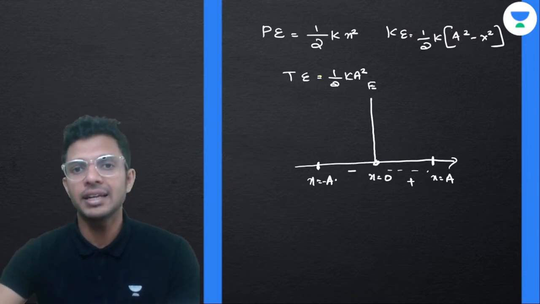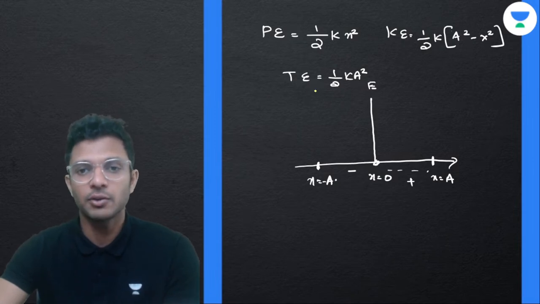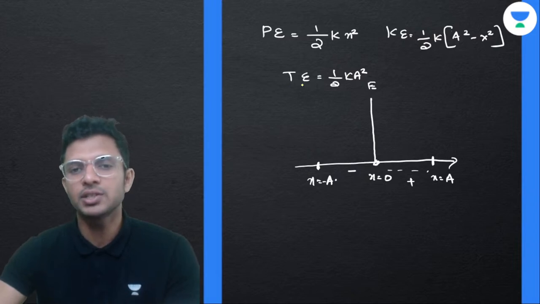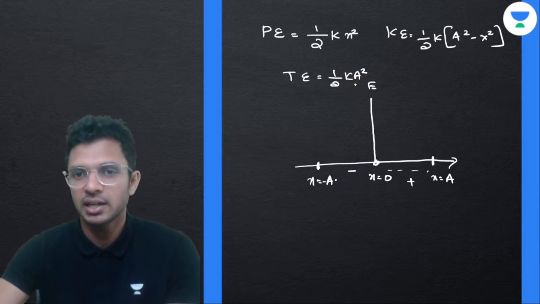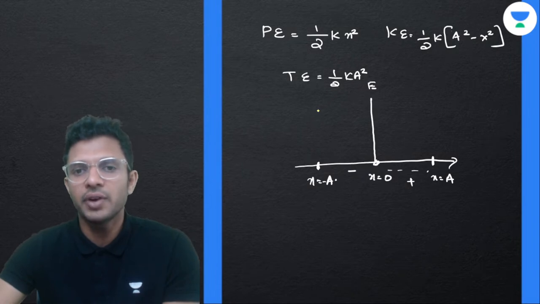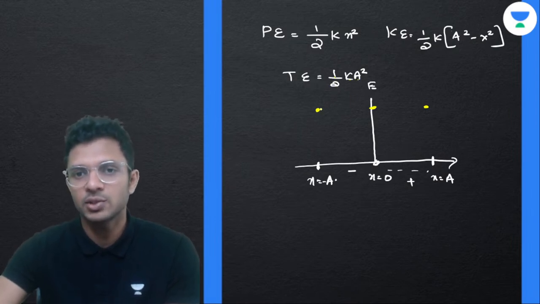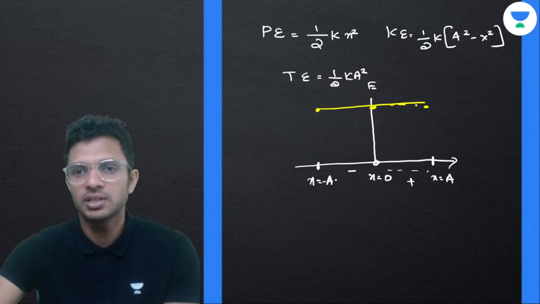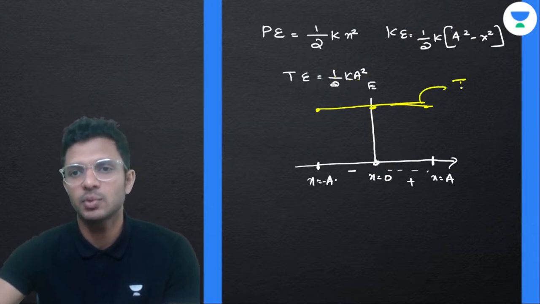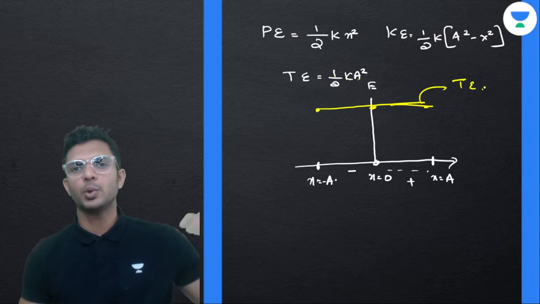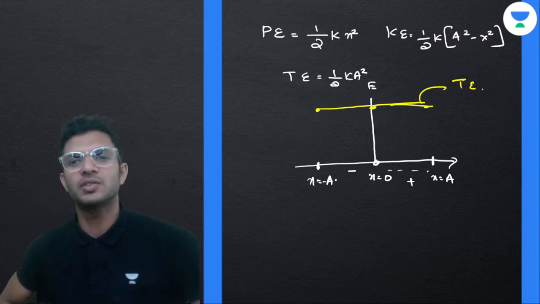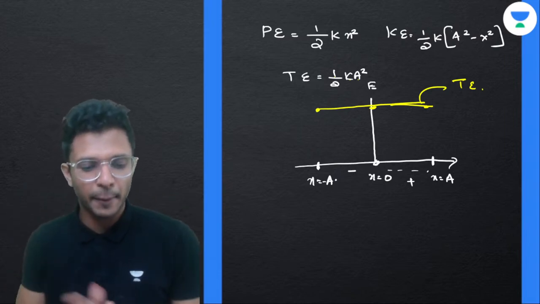Tell me, if I draw the graph of total energy, how will the graph be with respect to displacement? You can see in the equation of total energy, there is no value of x. Matlab hai, whatever is the value of x, whether it is minus a, whether it is 0, whether it is plus a, it will always have that constant value of half k a square. So this straight line graph parallel to x-axis will correspond to total energy. Why is it? Because it's a constant value. Change nahi ho raha hai.